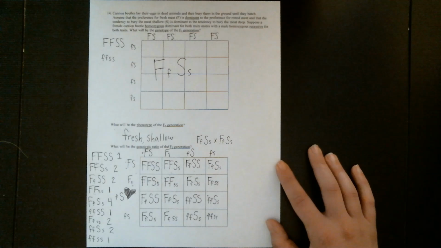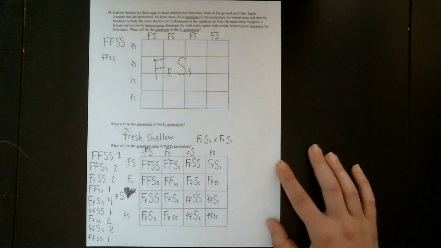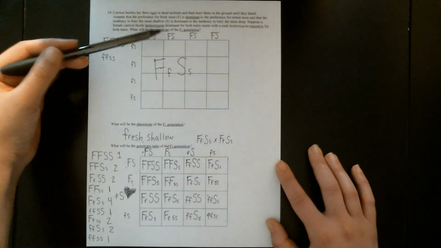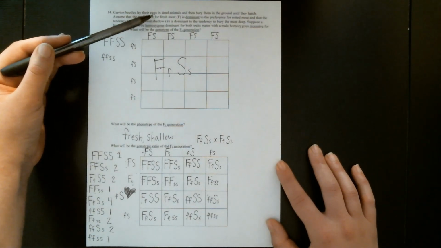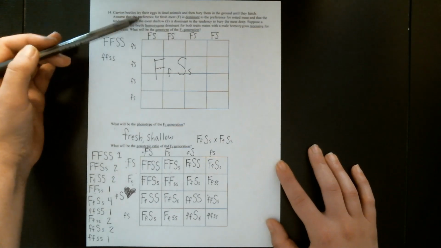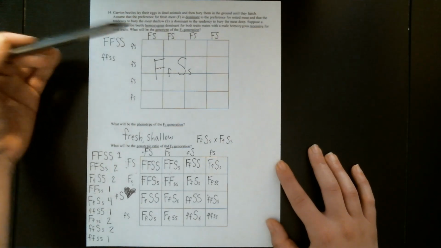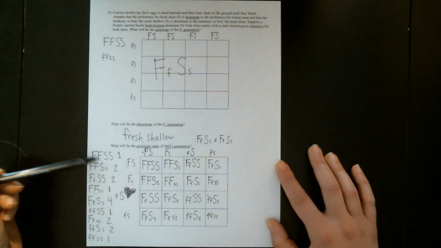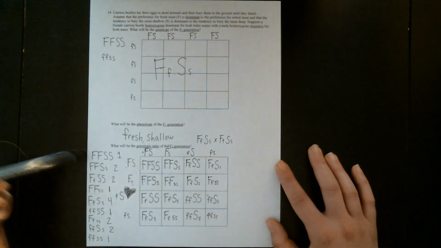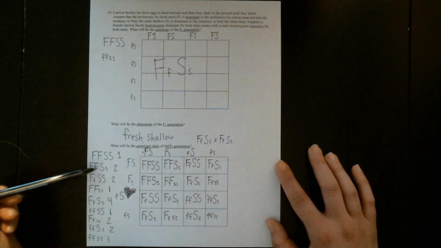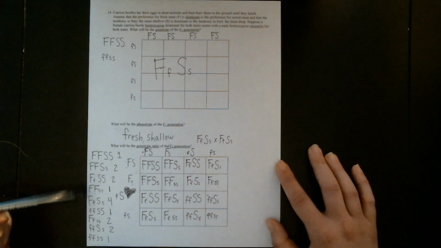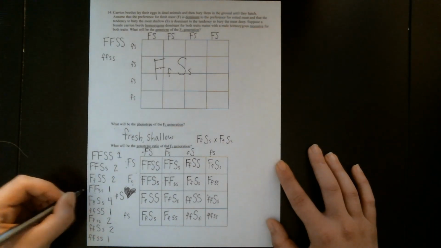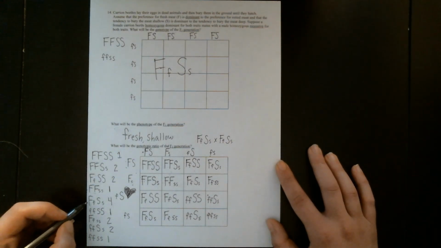So we only have 4 possible phenotypes, right? So we can be the fresh meat and shallow. So let's look for which ones would prefer fresh meat and to bury the meat shallow. So this guy would, right? Because he's got a dominant for each one. This guy would. He's got a dominant for each one. This one also does. At least one dominant, that's what we're looking for. This one does not. It does not have a dominant S. This one does. We've got one of each.